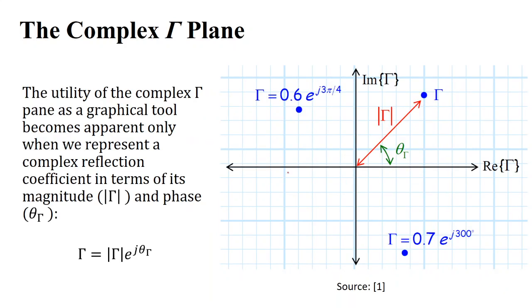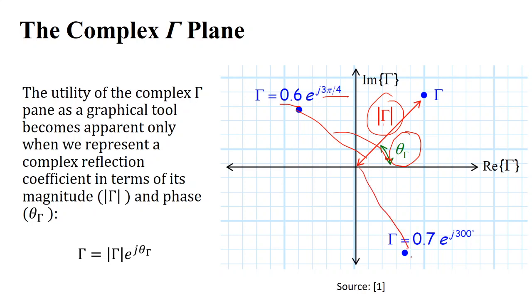Now you can also view it in polar form. This will be more fruitful for us because we are dealing with a constant reflection coefficient magnitude for the lossless line. So generally you will see it in the polar form. This is gamma. This will be the magnitude of the reflection coefficient, and here it will be the phase. For example, this is a reflection coefficient where the magnitude is 0.6 and the phase is 3 pi by 4. So this angle is 3 pi by 4.